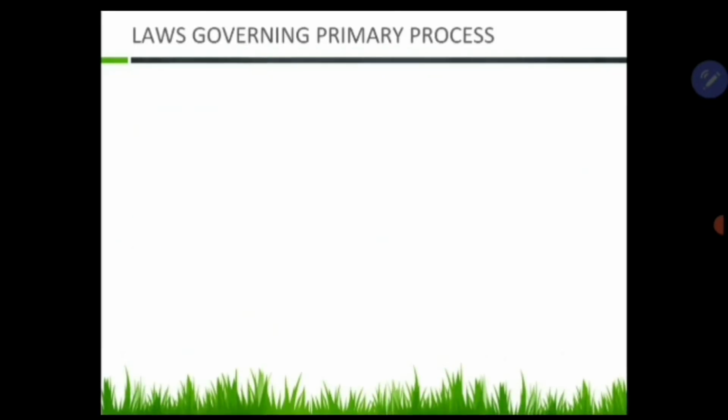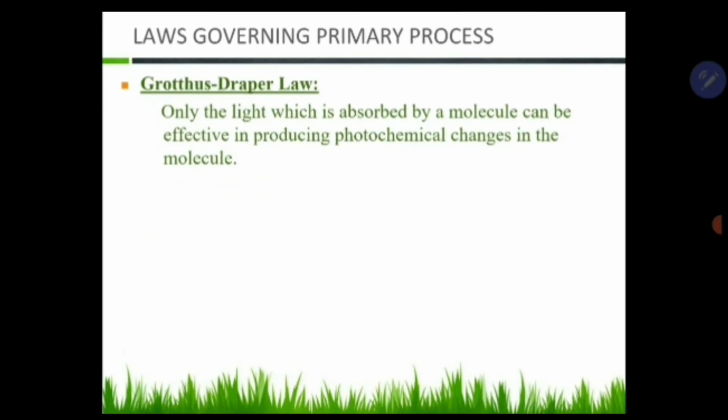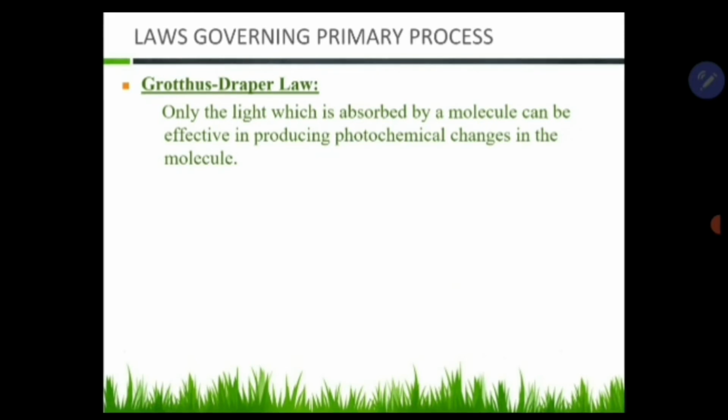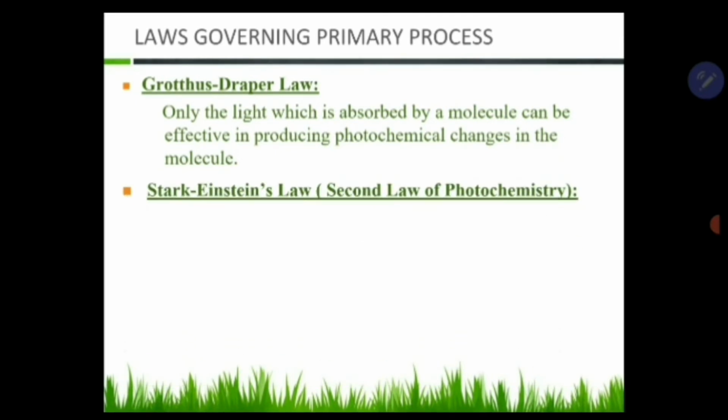So once the absorption has happened, how the photon will interact with the molecule is what the next law is talking about. One of the laws is the Grotthuss-Draper law. The Grotthuss-Draper law states that only the light which is absorbed by a molecule can be effective in producing photochemical changes in the molecule. Means, if light is absorbed, then only can you think about a photochemical reaction.